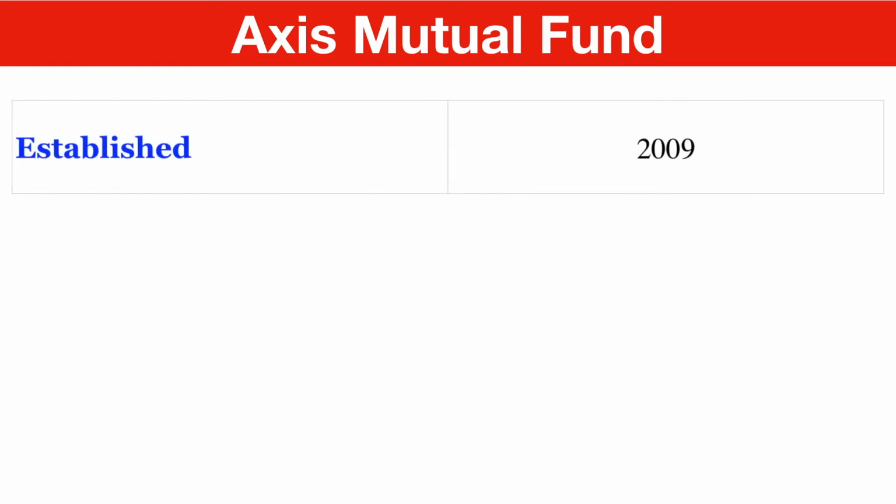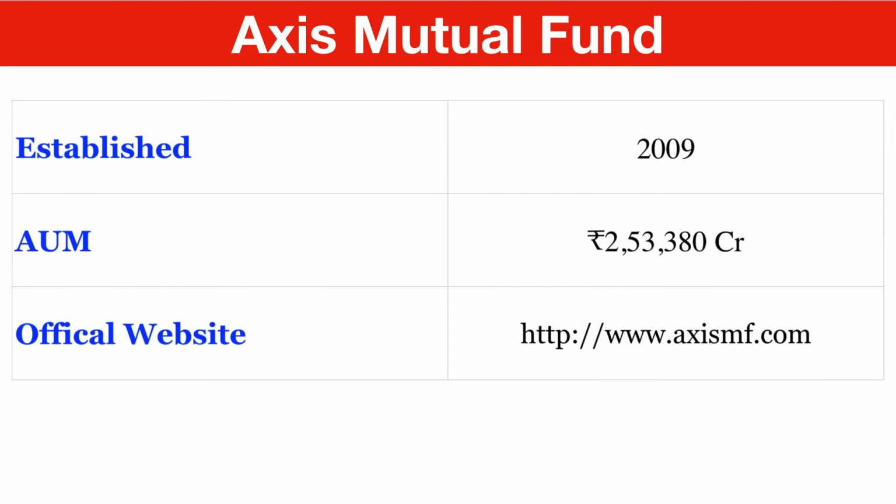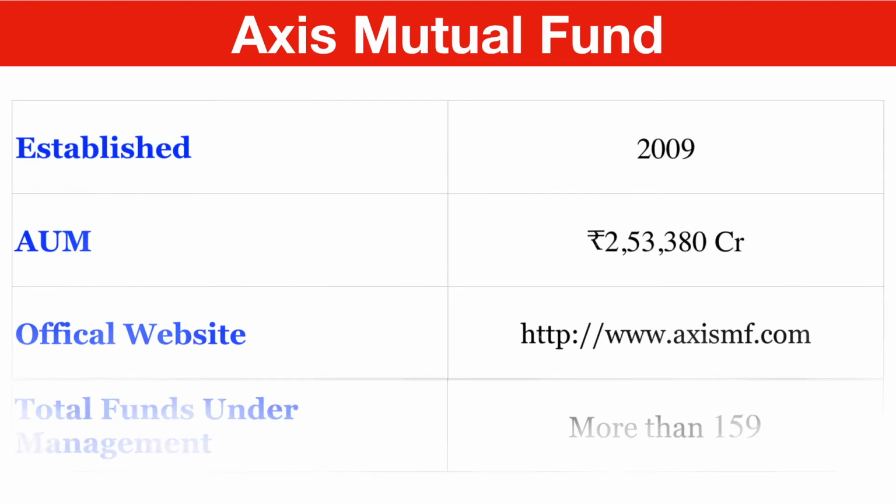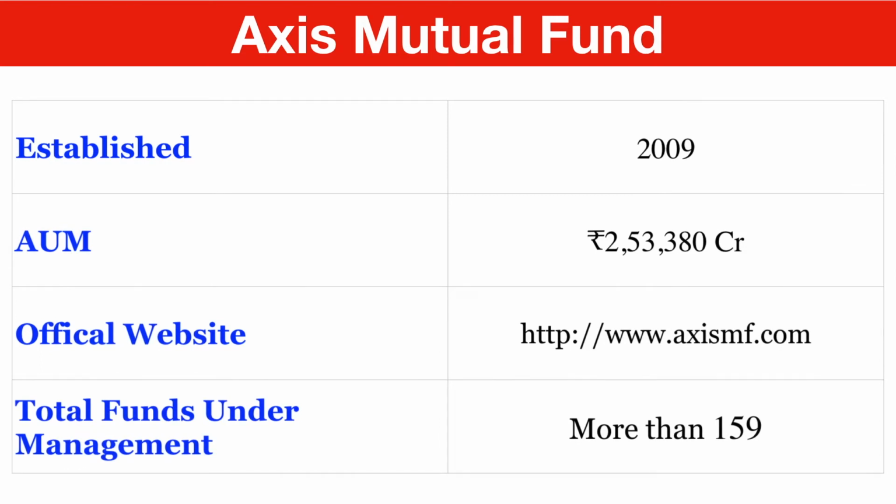This Axis Mutual Fund AMC was established in the year 2009. The total assets under management are around 2,53,380 crores. The official website of this Axis Mutual Fund is www.axismf.com. They are managing more than 159 varieties of mutual funds, which include equity, hybrid, debt, gold funds in addition to some ETFs.